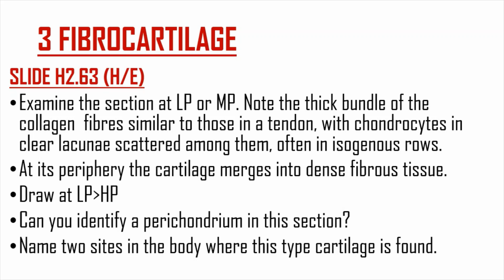And the question is, can you identify a perichondrium in this section? Absolutely not, because fibrocartilage does not have a perichondrium. And then name two sites in the body where this type of cartilage is found. Fibrocartilage is found between vertebral discs and in the meniscus of the knee joint. Alright, now let's look at the histological diagram.